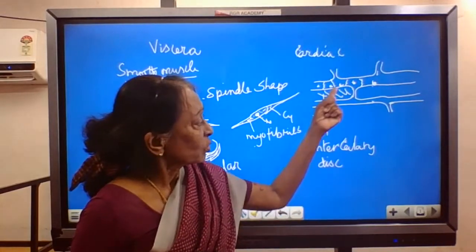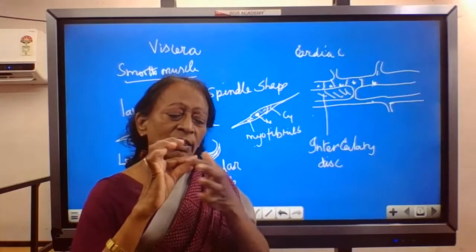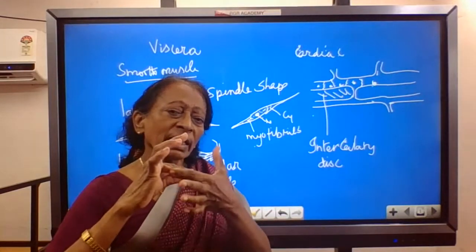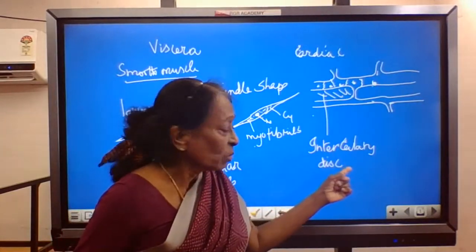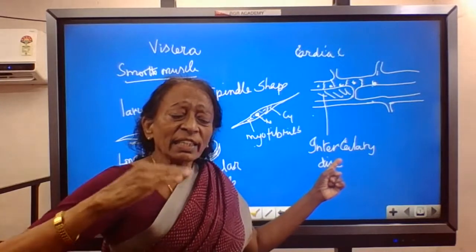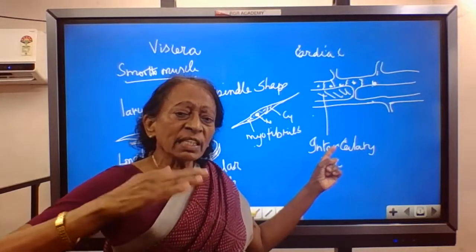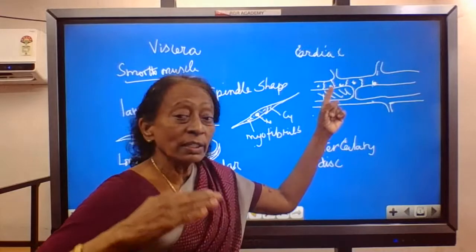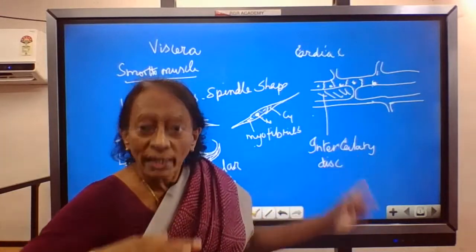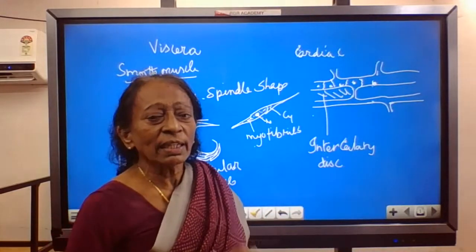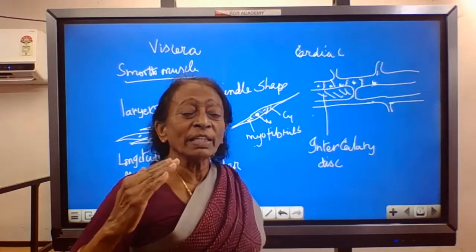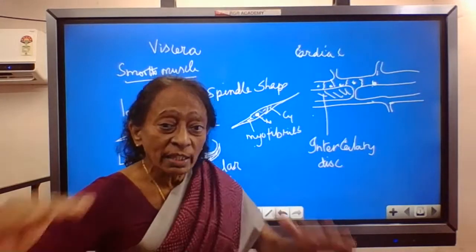And the cells are close when they oppose each other. The cell membrane of both the things gets thickened. That is called intercalary disc. What is the use of the intercalary disc? It acts like a booster. The intensity of the stimuli, when it passes from one cell to the other, the strength of the stimuli does not decrease.